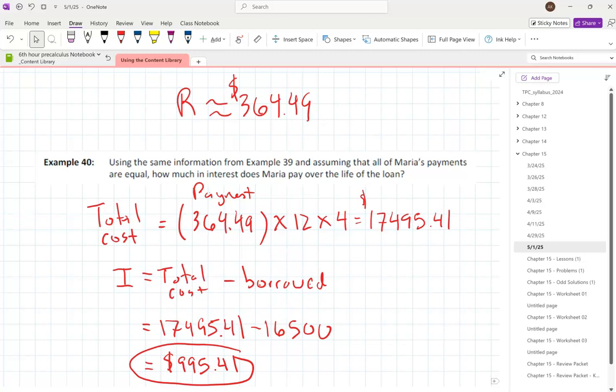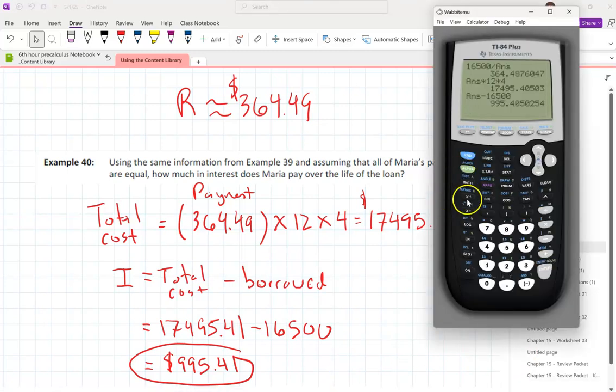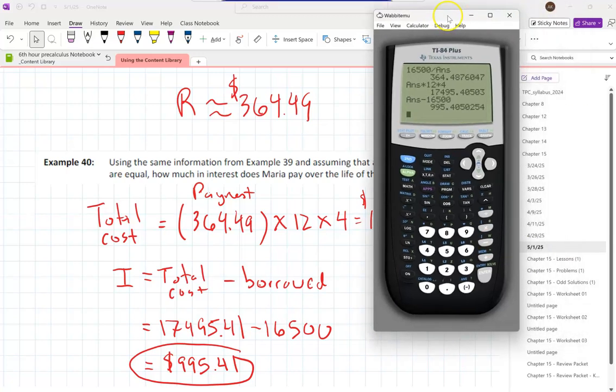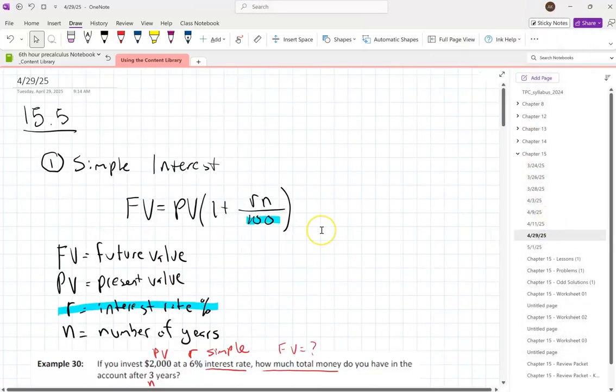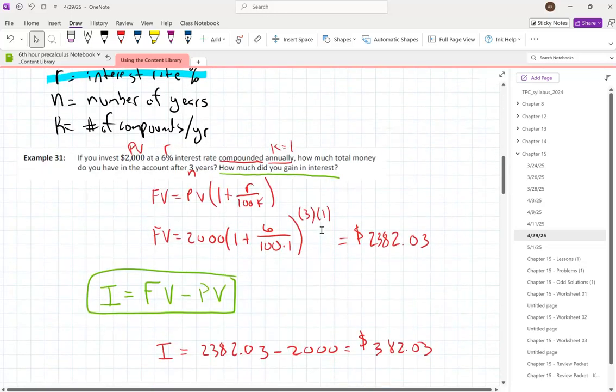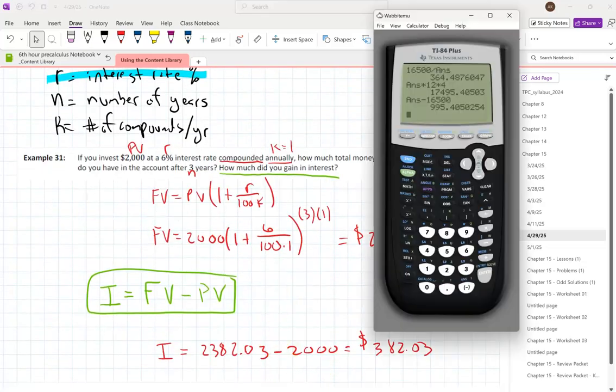Content-wise, that wraps up section 15.5, and we'll wrap up chapter 15. But before we stop, I want to show you a really great tool on your calculator to do these financial type questions. So if you are a junior and you have your calculator with you, I'd invite you to take it out. And I'm just going to show you a tool on your calculator you can use to do most of these finance type questions.